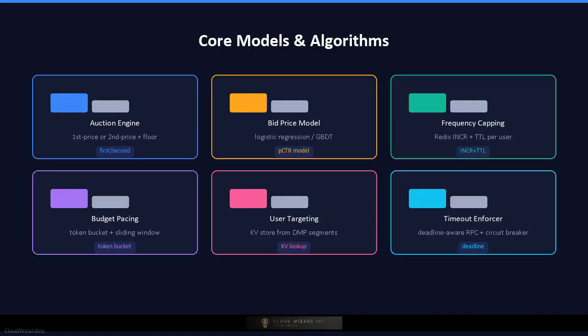The core models and algorithms. The auction engine implements either a first price auction, where the winner pays their exact bid, or a second price auction, where the winner pays 1 cent above the second highest bid, plus floor price enforcement. The bid price model in each DSP predicts the value of an impression, typically using a logistic regression over sparse features or a gradient-boosted tree trained on historical click and conversion data.